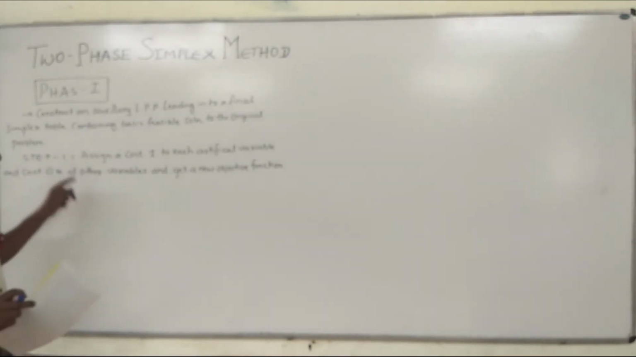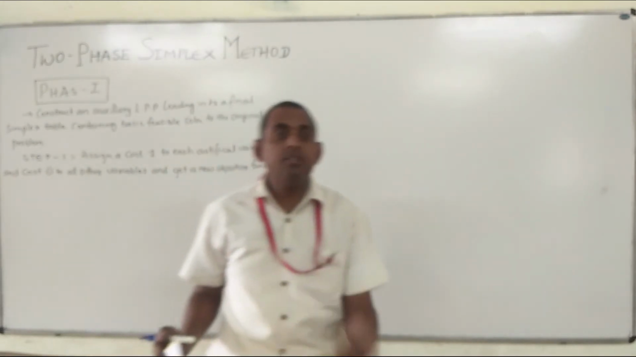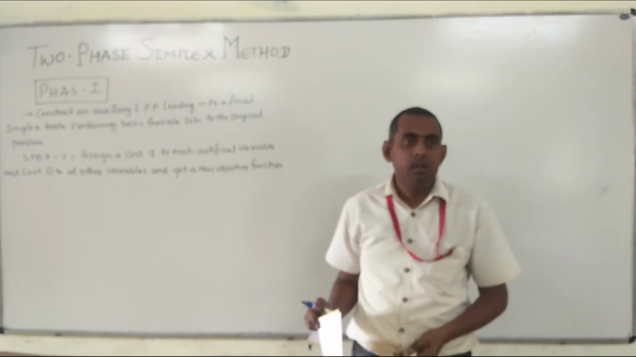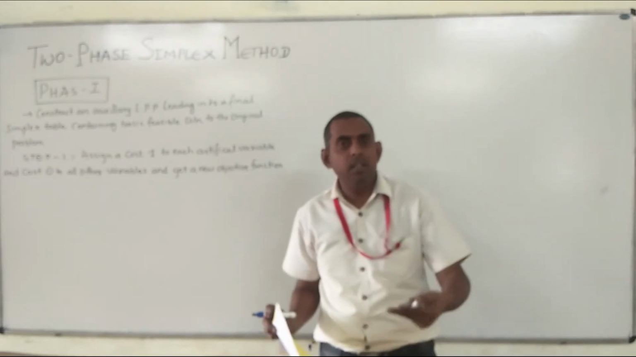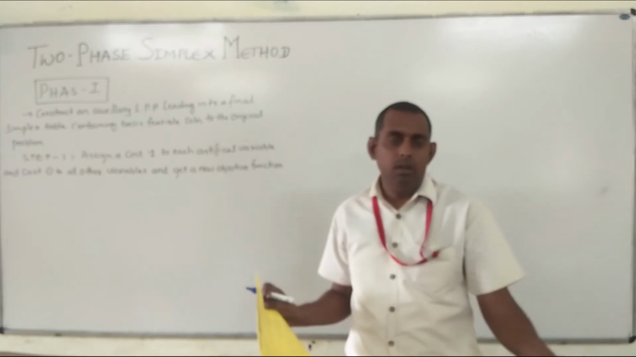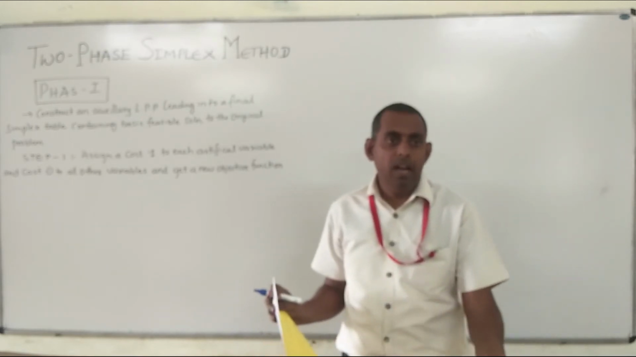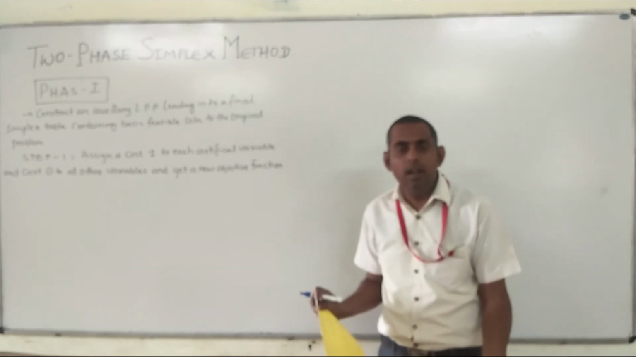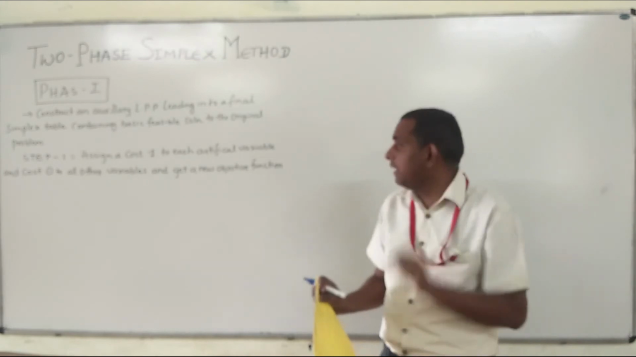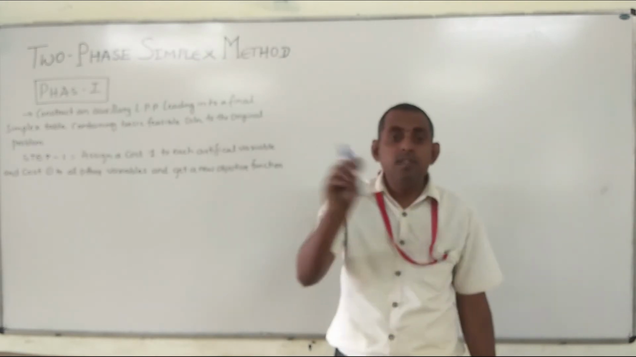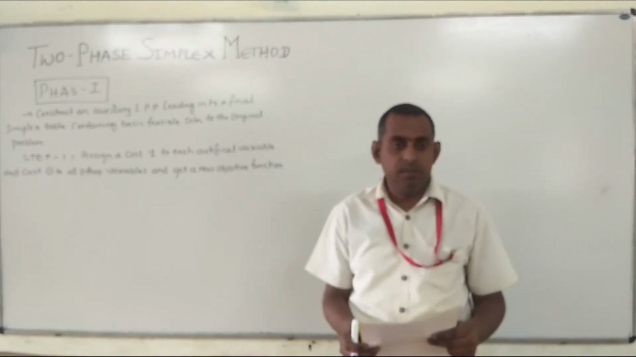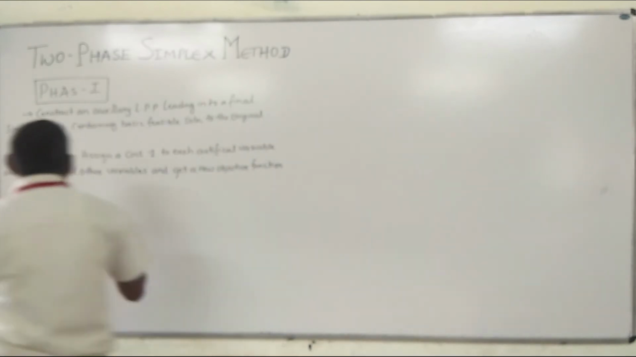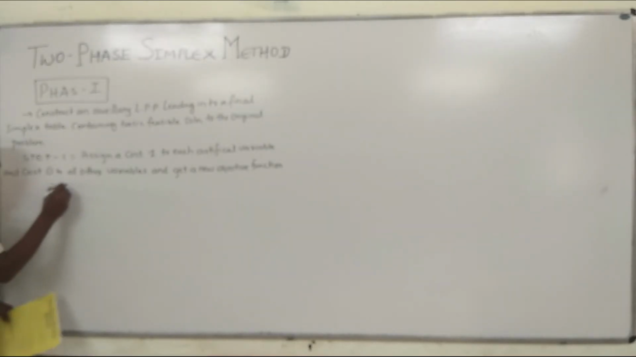So what are we supposed to do? Assign cost minus 1 to each artificial variable. If there is one artificial variable, assign cost minus 1. If there are two, assign minus 1 to both artificial variables. If there are three, same. Each of the artificial variables will be assigned a cost minus 1. Then assign cost 0 to all other variables.